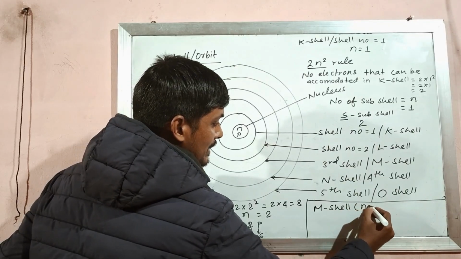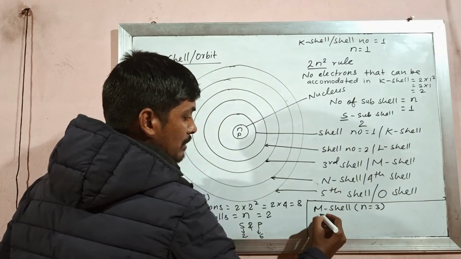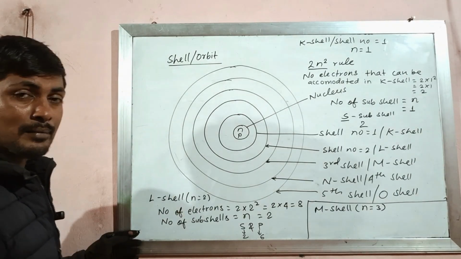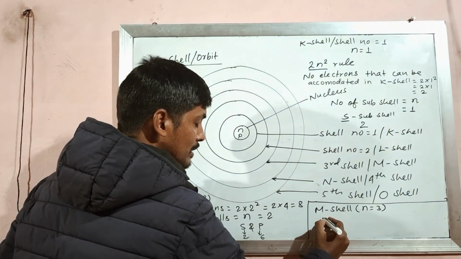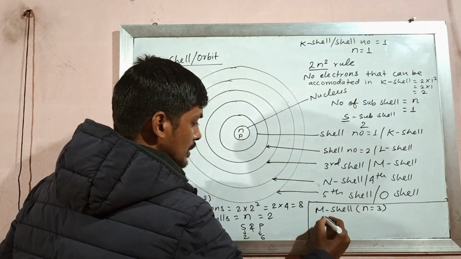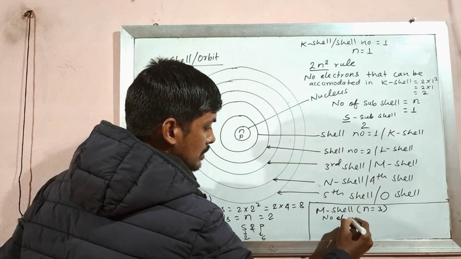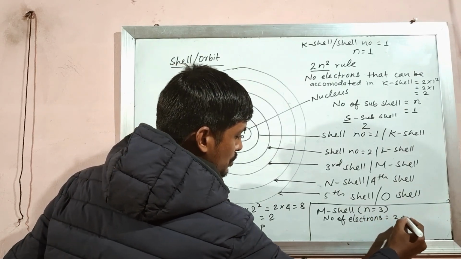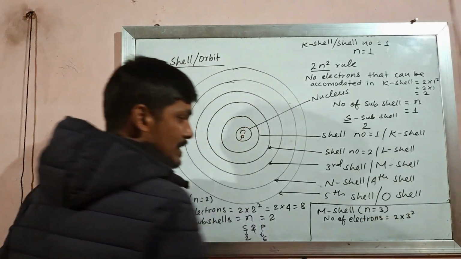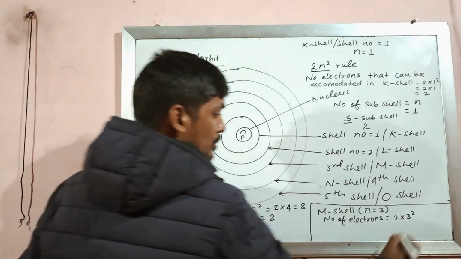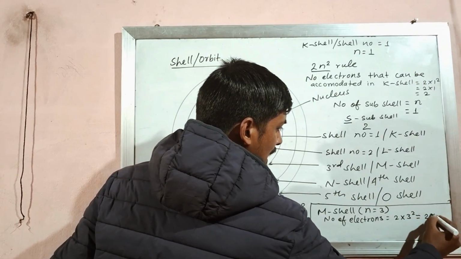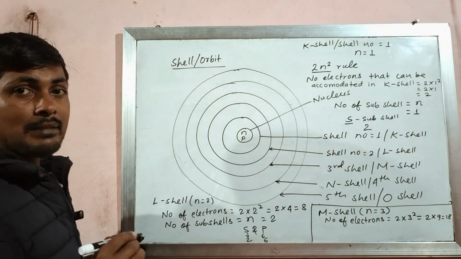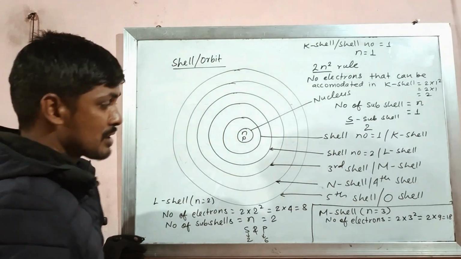In the M cell, the value of n is equal to 3. So what will be the total number of electrons that can be accommodated here in the third cell? It is also given by the 2n square rule. Number of electrons is equal to 2 into 3 square. Here 3 square means 9. So 2 into 9, it is 18. In the third cell, we can keep a maximum of 18 electrons.